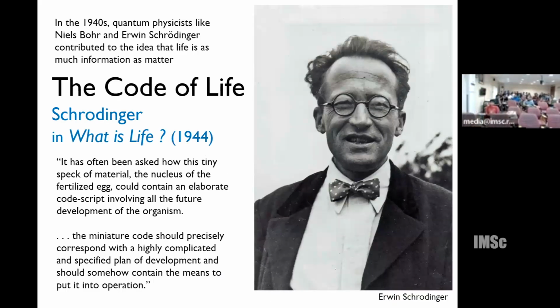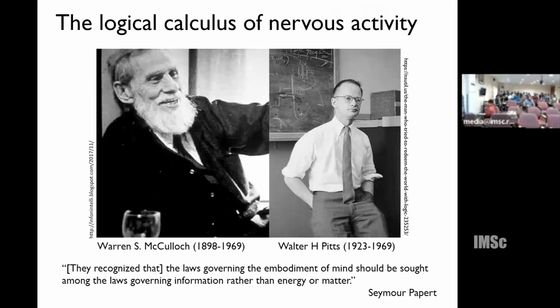Now, it's a coincidence, or probably not, that around the same time that quantum physicists like Niels Bohr and Erwin Schrödinger were grappling with the question of what is life, and were coming to the conclusion that life is as much about information as about matter, you had Warren McCulloch and Walter Pitts grappling with the same question about the mind. That can you actually think about the operations which go on in the mind as essentially framed in terms of certain laws about information?